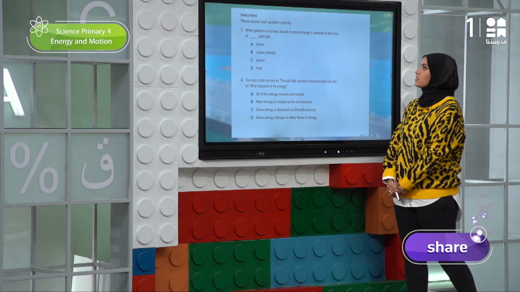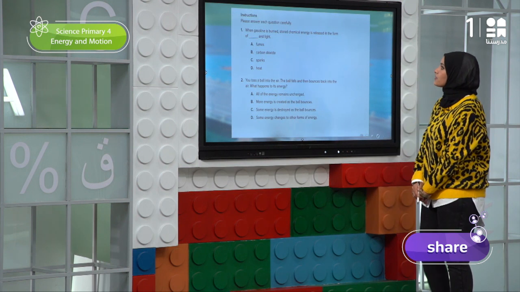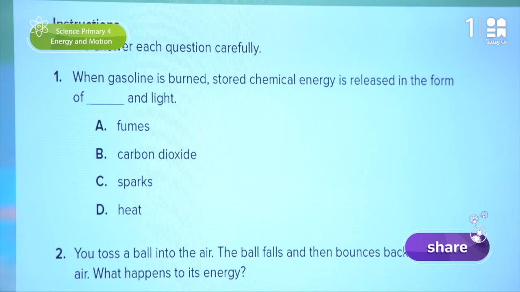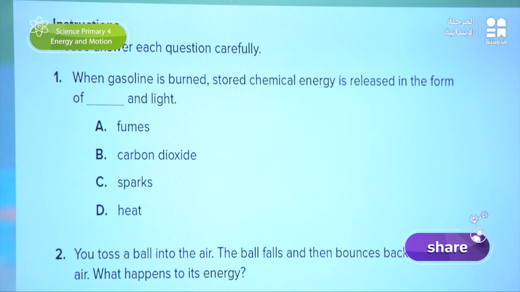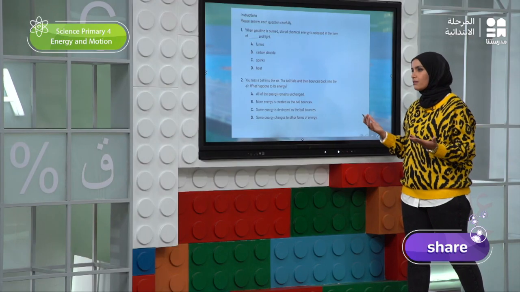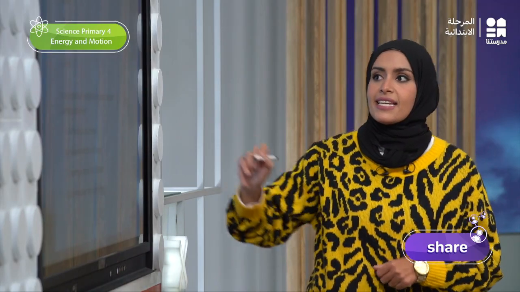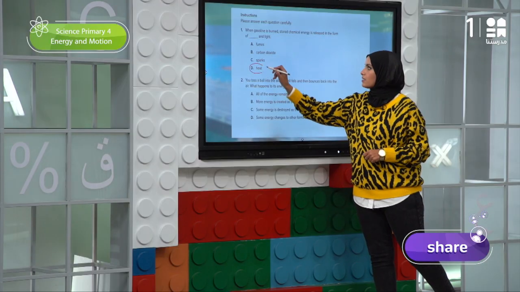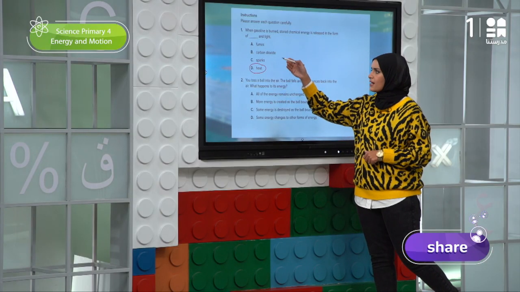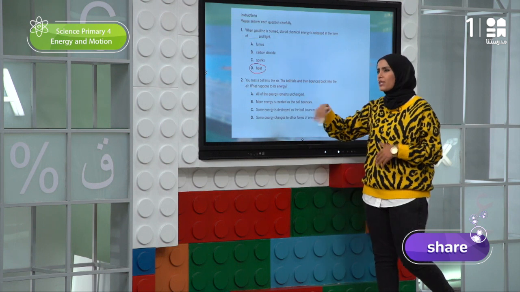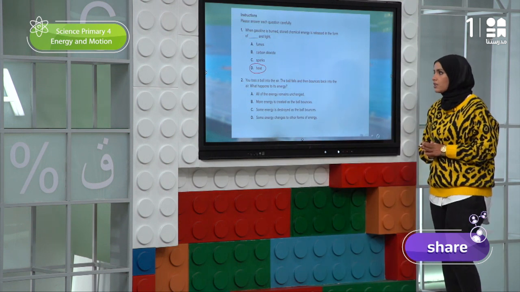Let's see the first question. When gasoline is burned, stored chemical energy is released in the form of A and light. الجازولين اللي جوه العربية لما بيتحرق بيطلع light و A، بيطلع light and heat energy. The answers fumes, carbon dioxide, sparks، ولا حاجة في دول is a form of energy أصلاً.